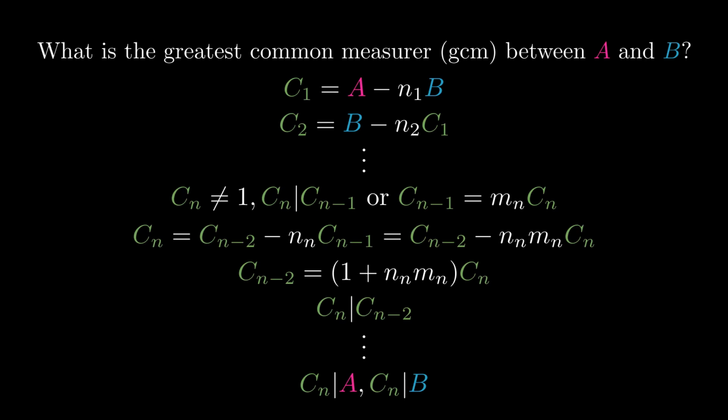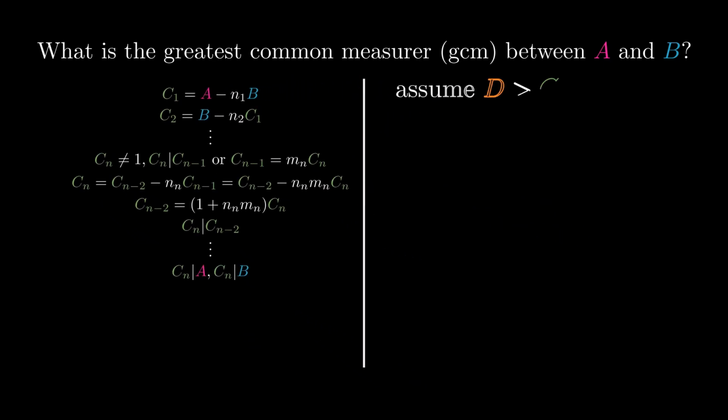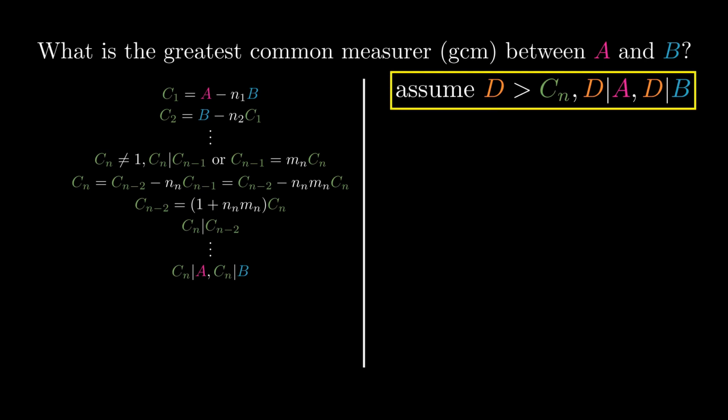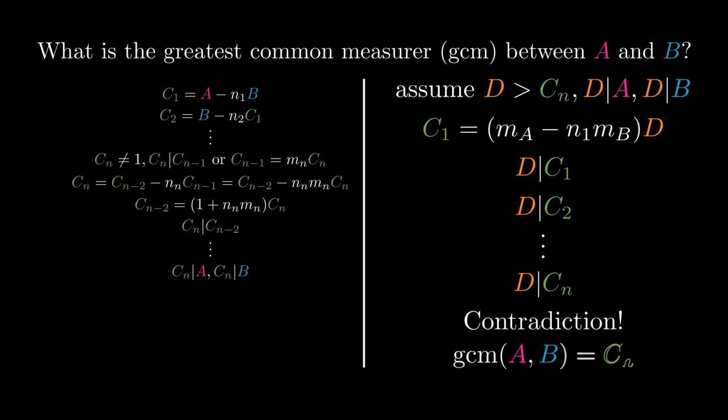It turns out that cn is also the greatest measure of a and b. To prove this, assume a different measurer exists greater than cn, say d. D measures a and b, so c1 can be written as c1 equaling ma d minus n1 mb d, which is equal to ma minus n1 mb all times d, so d measures c1. Similarly, d measures c2, c3, and so forth to cn, but d is greater than cn, so there's our contradiction, and thus cn is the greatest common measurer of a and b.